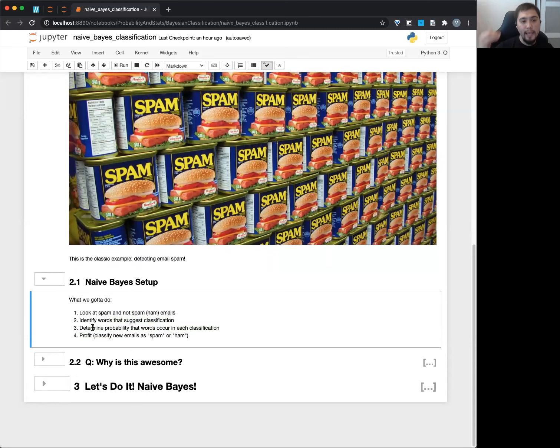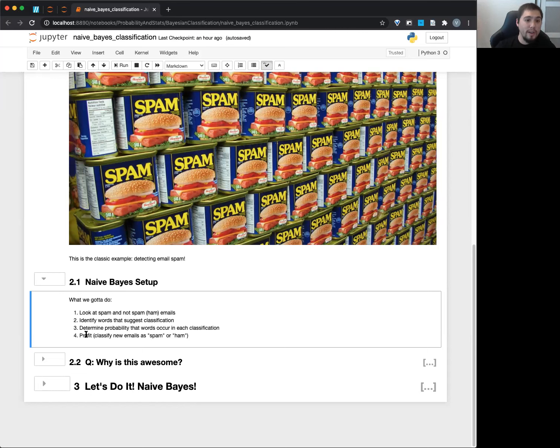So we're basically saying, hey, for spam, maybe "cash" is used 10% of the time, but for ham emails, it's only used about 1% of the time. So there's a difference in that probability. Then we use that information to classify new emails as spam or ham based on the frequency with which they use these words, based on what we've seen for spam and what we've seen for ham.